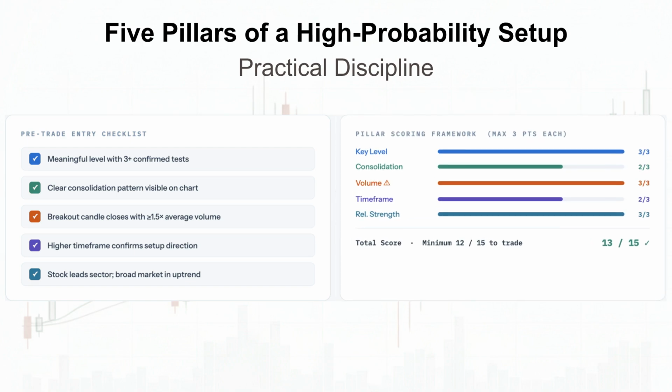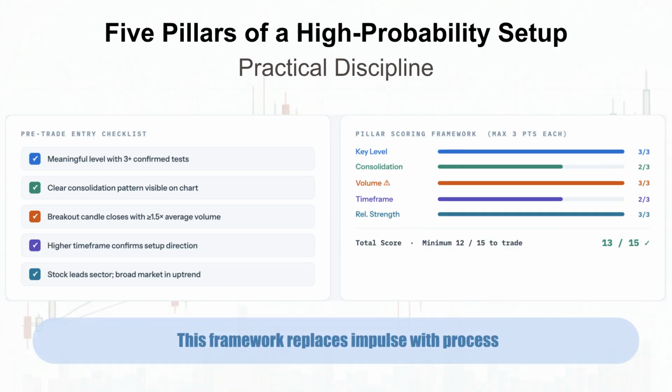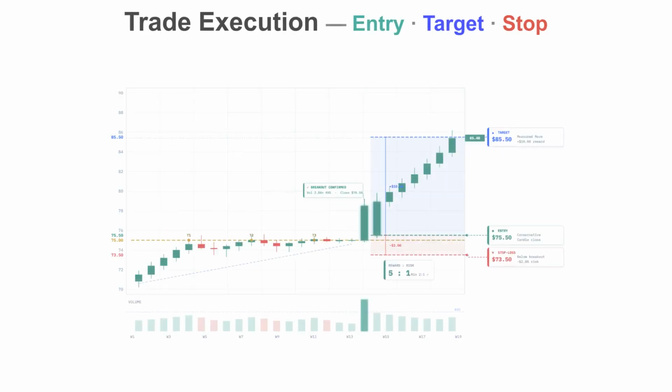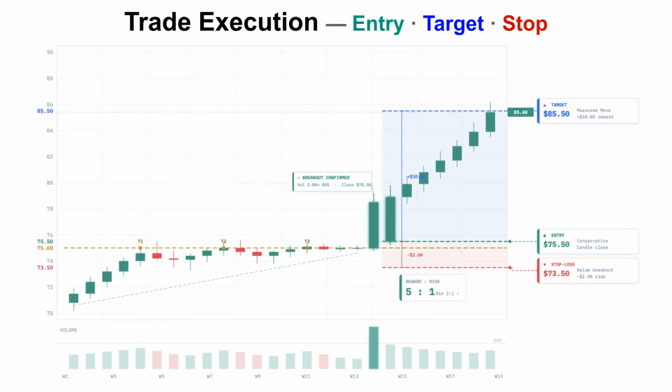Many traders assign a score to each category and require a minimum threshold before taking action. This process-driven approach helps reduce emotional decisions and replaces impulse with consistency and discipline. Identifying a breakout is only half the process. Execution determines profitability. Trade management rests on three components: entry, target, and risk control.